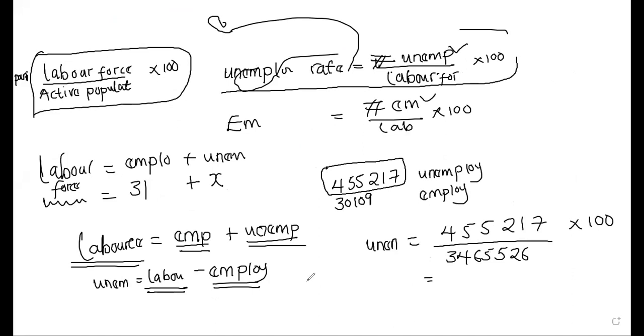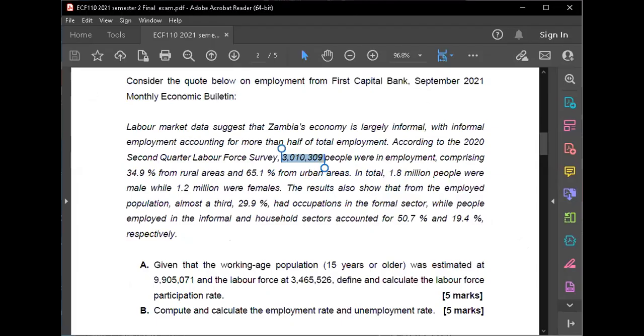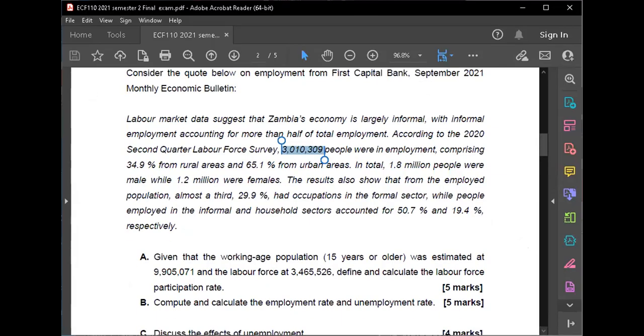Then for those that are employed, it will be the number of people that are employed, which was there. Then you divide it by the same labor force, then you multiply by 100. Is that okay? I really hope we're all good. That's how you calculate the employment and the unemployment.